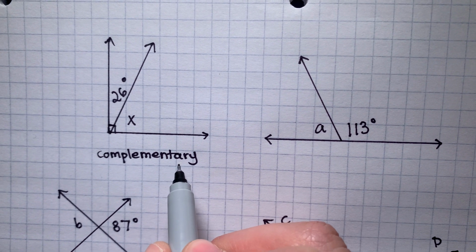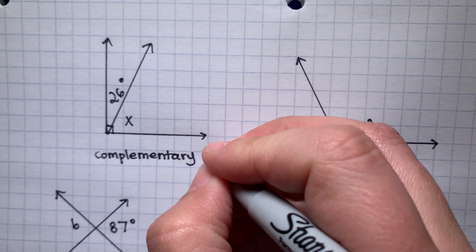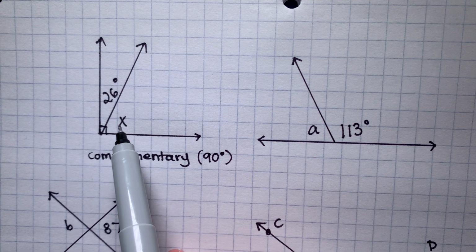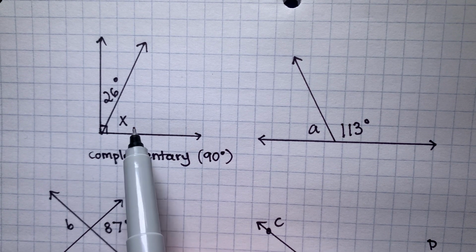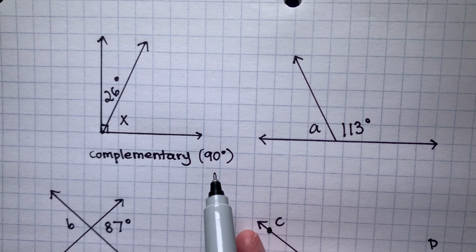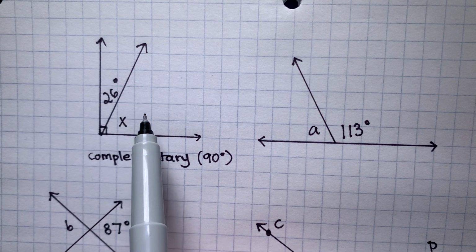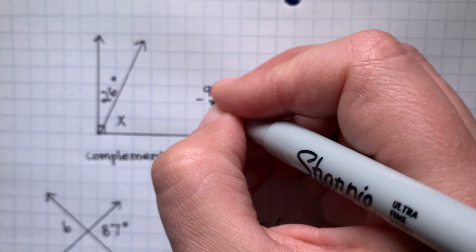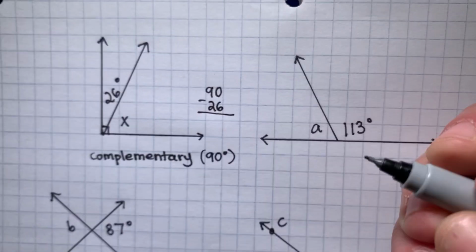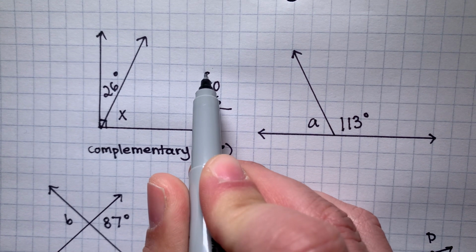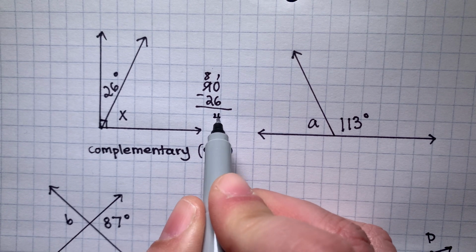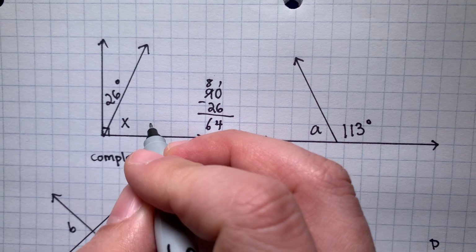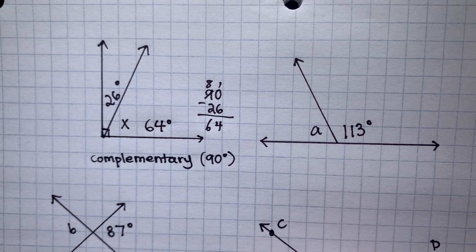Okay, here we go. Complementary angles. So they need to add up to 90 degrees. So if this angle is missing, the way that I'm going to find this missing angle is just subtract 26 degrees from 90, because 26 plus this missing angle is equal to 90. So I can just subtract 90 minus 26, and when I borrow, 64 degrees. So the measure of angle X, that missing angle, is 64 degrees.